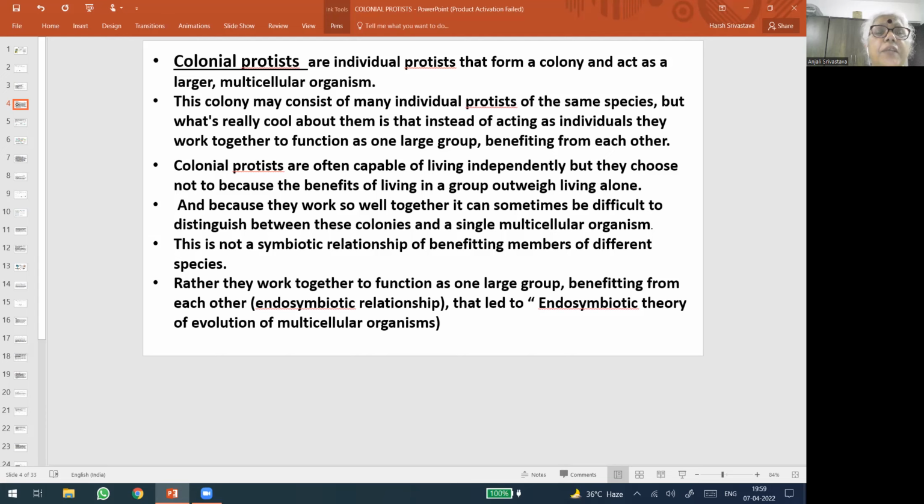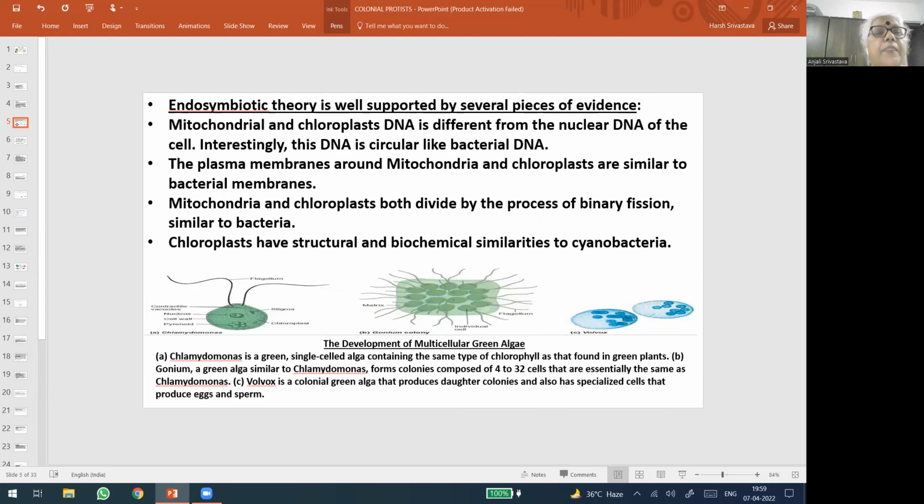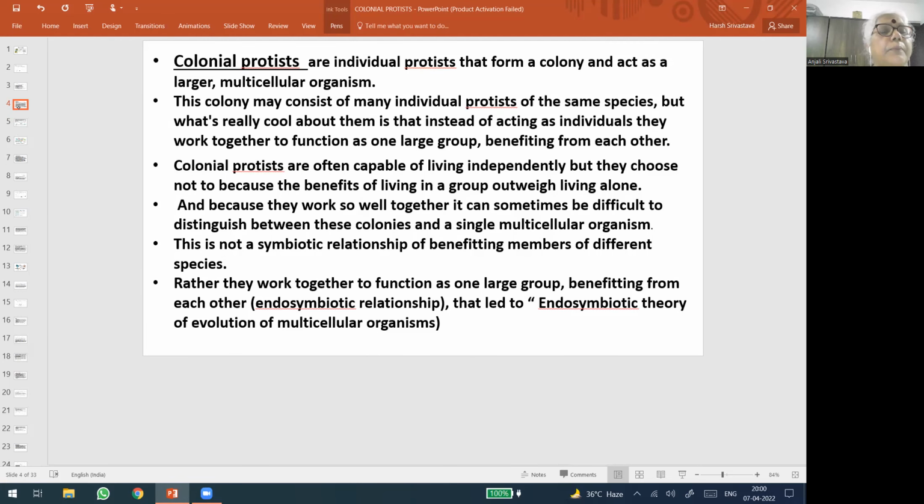And the autotrophs are the plant-like protists. One of the best examples is volvox, and there are certain other examples. So these are the autotrophs. The plant-like are the autotrophs, the animal-like are the heterotrophs, and the multicellular organisms may be considered as the mesotrophs. So this is, in very short, the protist. Now let us come to the colonial protist.